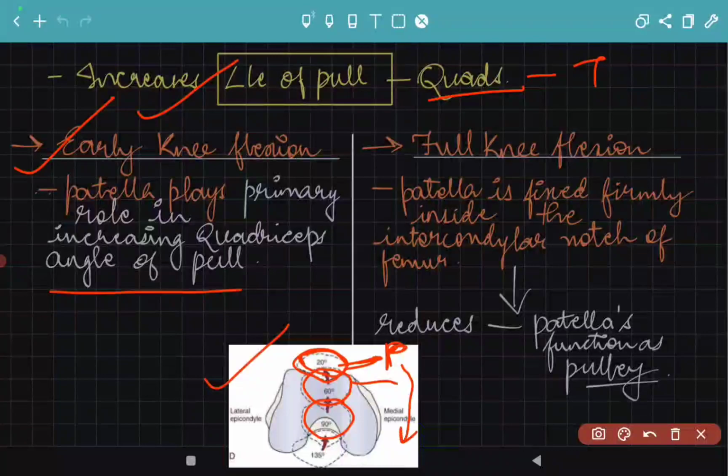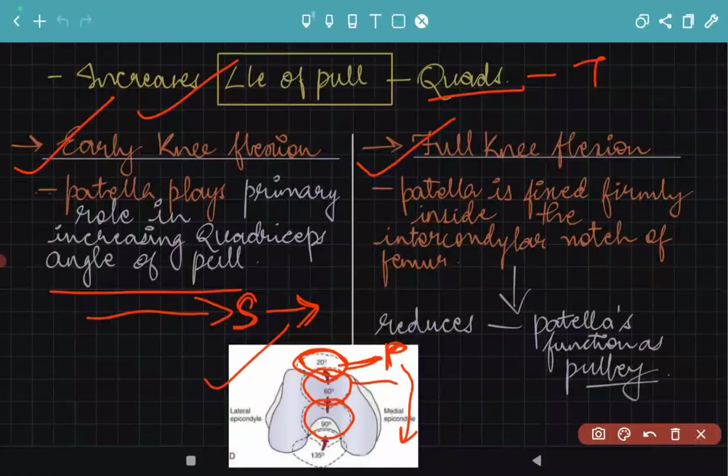So during early knee flexion, the patella will increase the quadriceps angle of pull and it will continue to increase. At semi-flexion, there will be more angle of pull, more movement arm, because the lengthening of the movement arm will be done by this patella. So after the semi-flexion of the knee, again it will increase, and then after semi-flexion, the knee flexion is approaching its end range, that is full knee flexion.